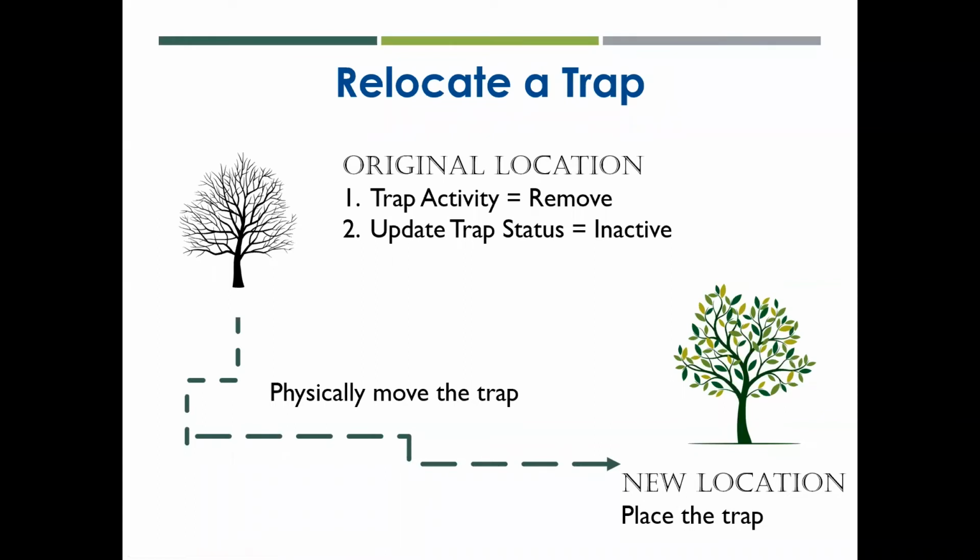So on the original trap, there are two data entries that must be done. One is to record a trap activity, which would be remove, and the second would be to update the trap status. In some cases, that's true. In fruit fly, we'll have a look at that. Where the question comes into play is this trap activity of remove. A lot of people worry that when they record a trap activity of remove, the expectation is that they might see that symbol on the map disappear. And actually, that is not the expectation.